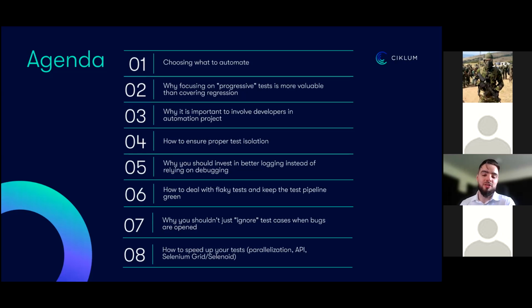Also, why you shouldn't just ignore your test cases when there are some defects or there are some issues open. And at the very end, we're going to talk about speeding up your tests and using approaches such as parallelization, using API in your UI tests, and, for example, Selenium Grid or Selenoid.